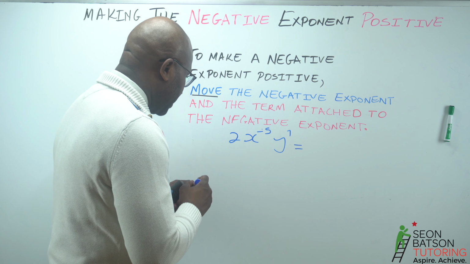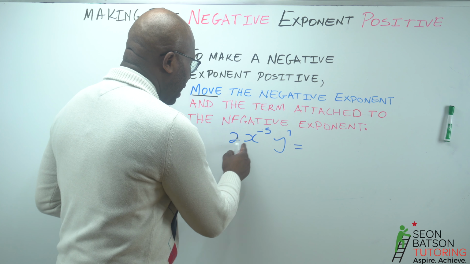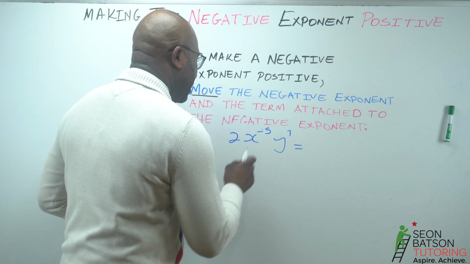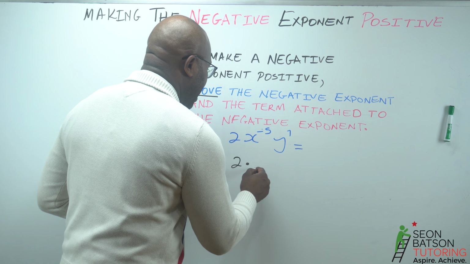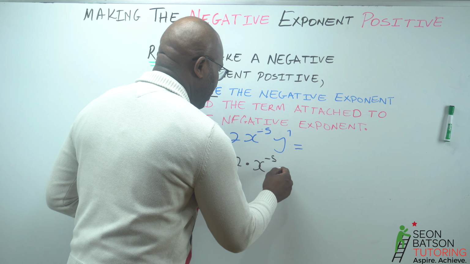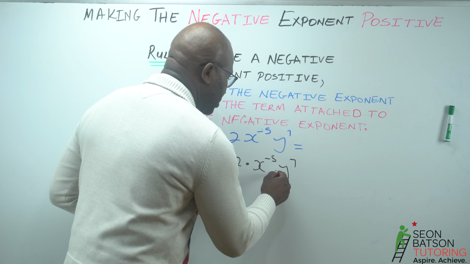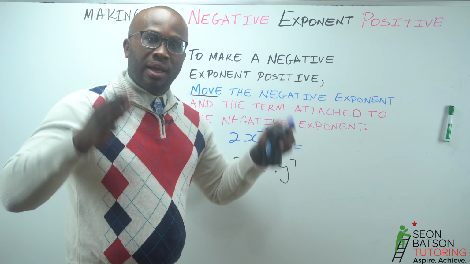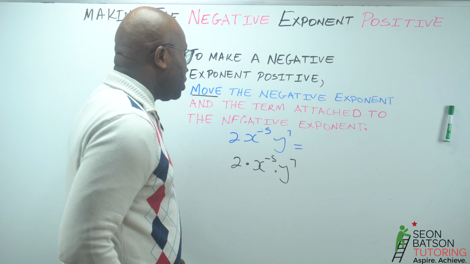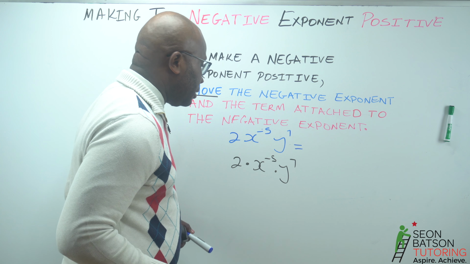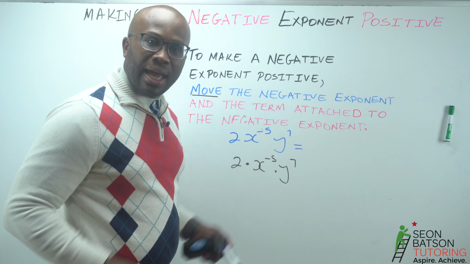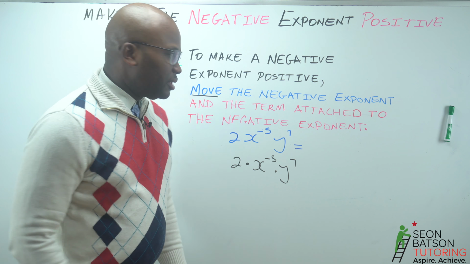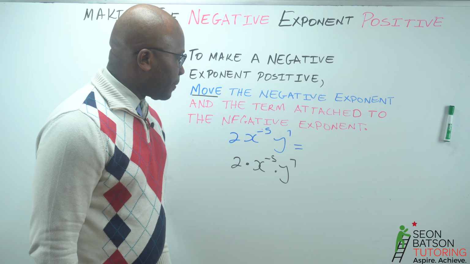Now, remember here that 2 x to the -5 y to the 7th power is the same as 2 times x to the -5 times y to the 7th. So this -5 is only attached to the x. So we only have to move the -5 and the x. So try it. I'm giving you 5 seconds. Pause the video, try it, and come back.